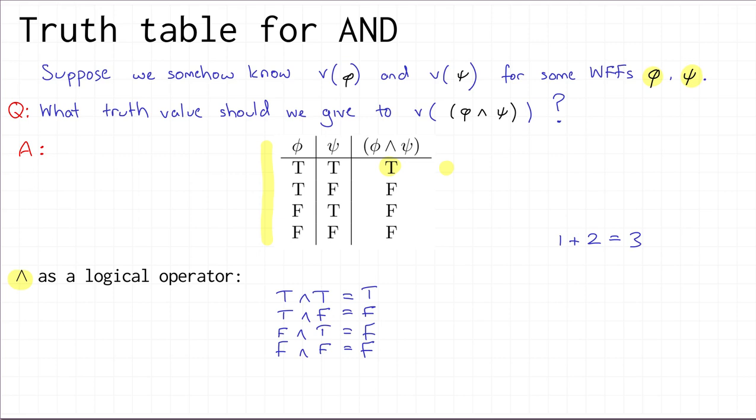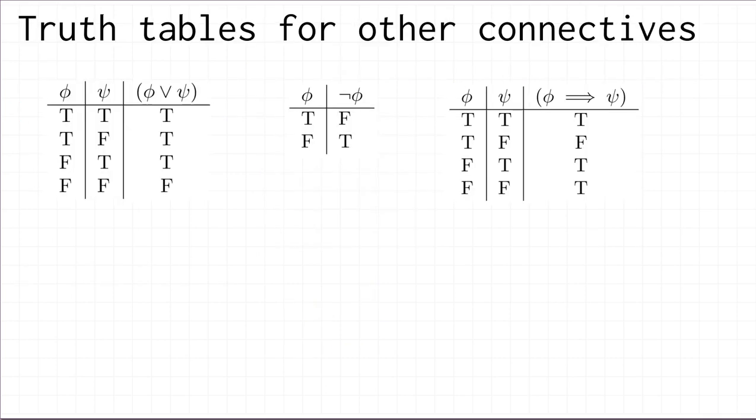So this is what I mean by a logical operator: a way of combining two truth values to get another truth value. And the way we do this is just by looking at the truth table we used when we defined the truth behavior of the connective AND. So we have to do this now for all our other connectives. So let's begin with the connective OR.